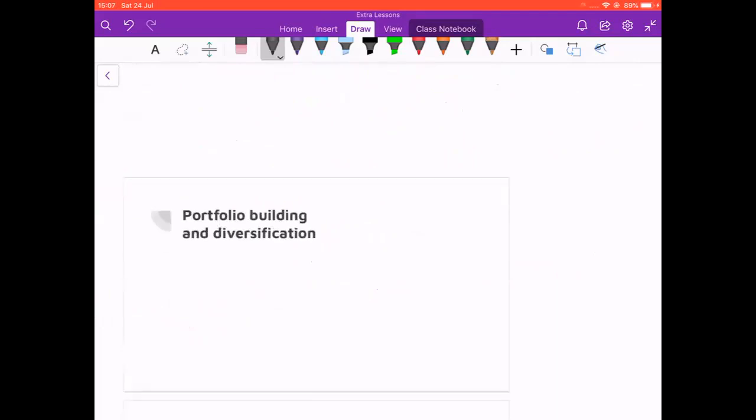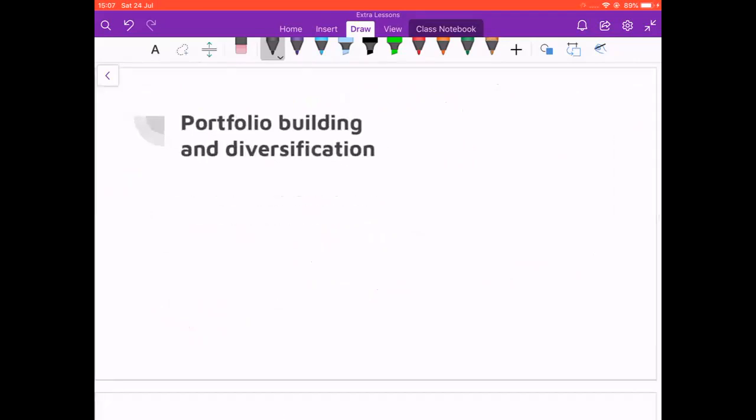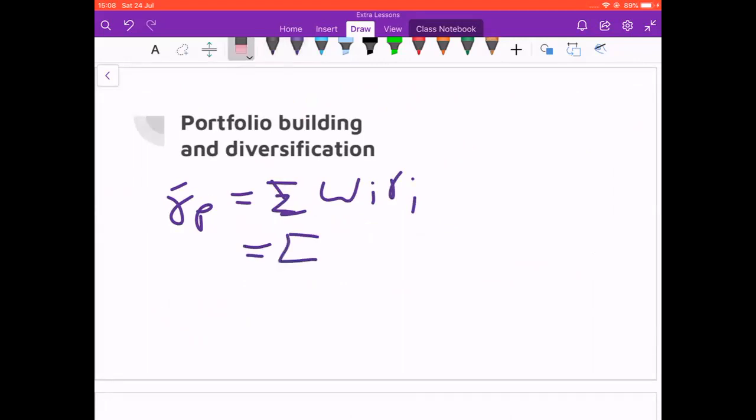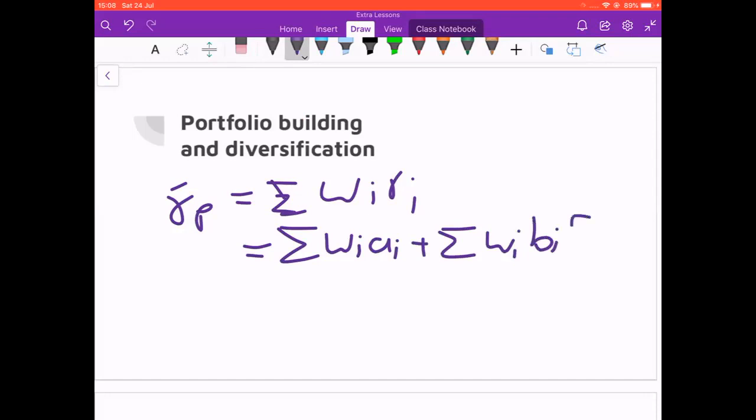Now we're going to move on to building a portfolio using a factor. This idea also works for two factors or multiple factors. To find the returns of a portfolio, we know you have to sum the weight of i times the returns of i. You will end up with something like this: the sum of the weight of i times a_i, plus the sum of the weight of i, factor loading of i, times the factor.